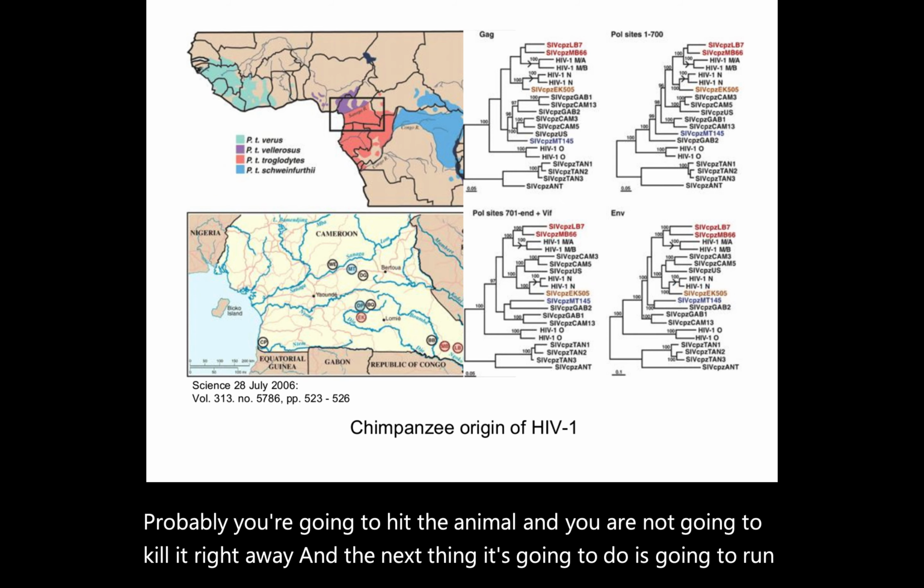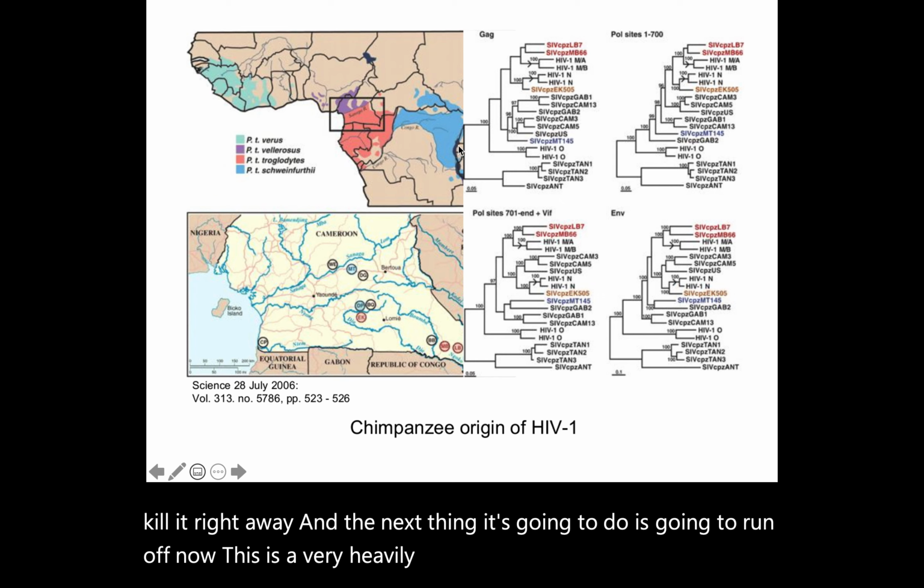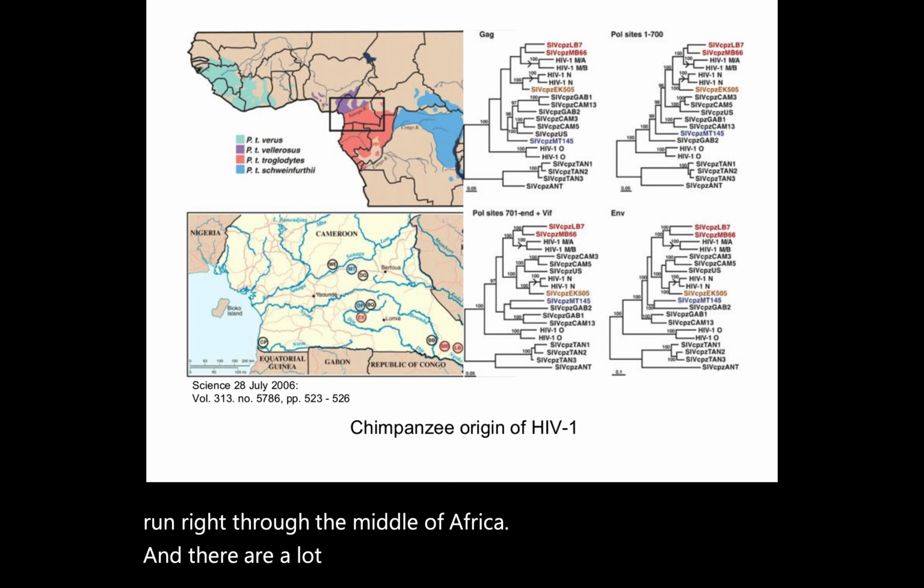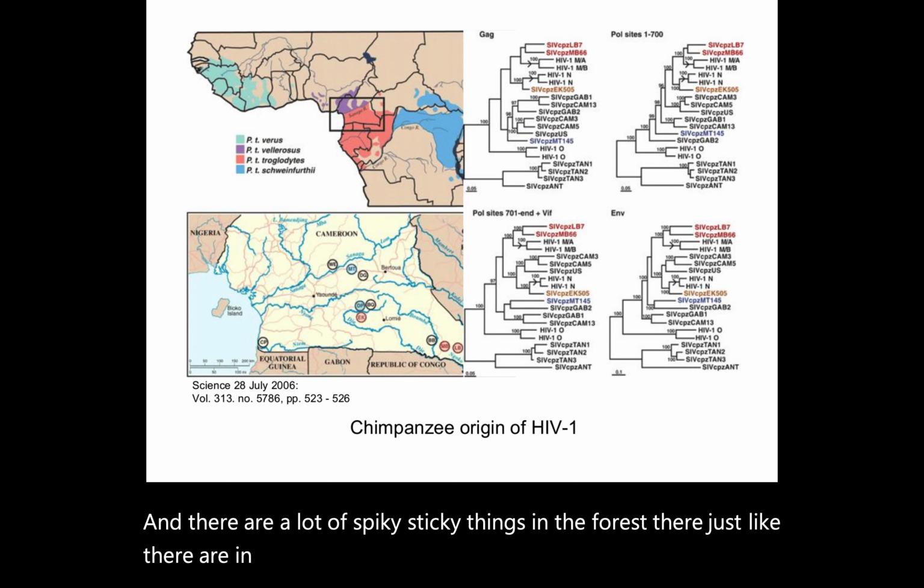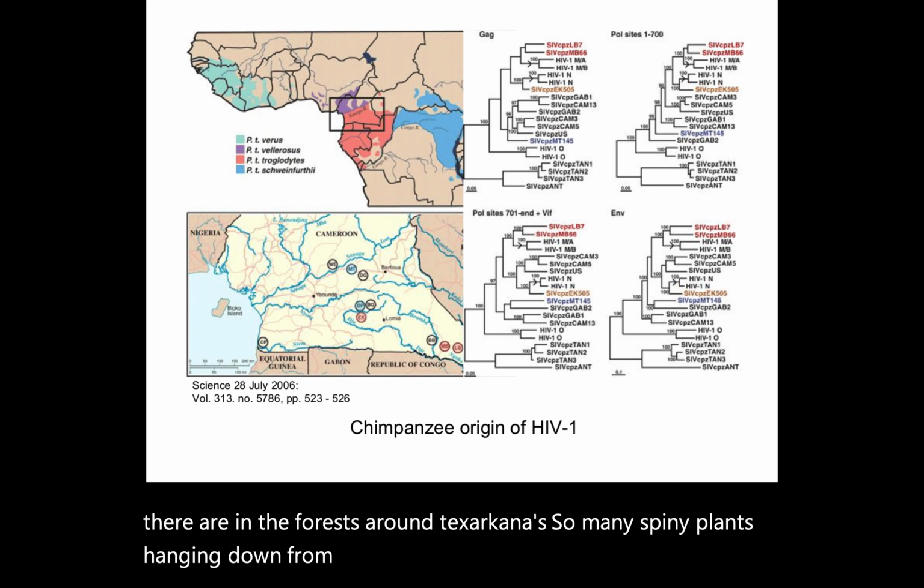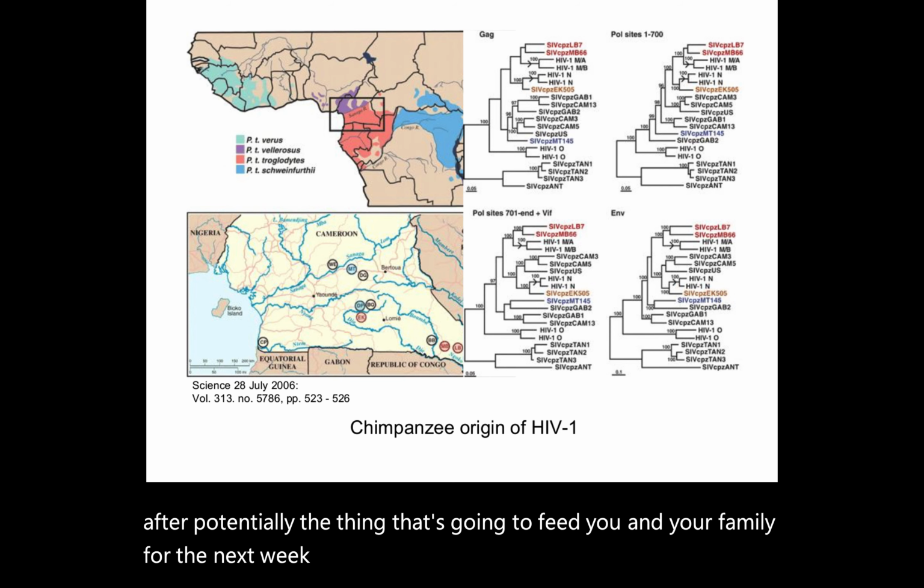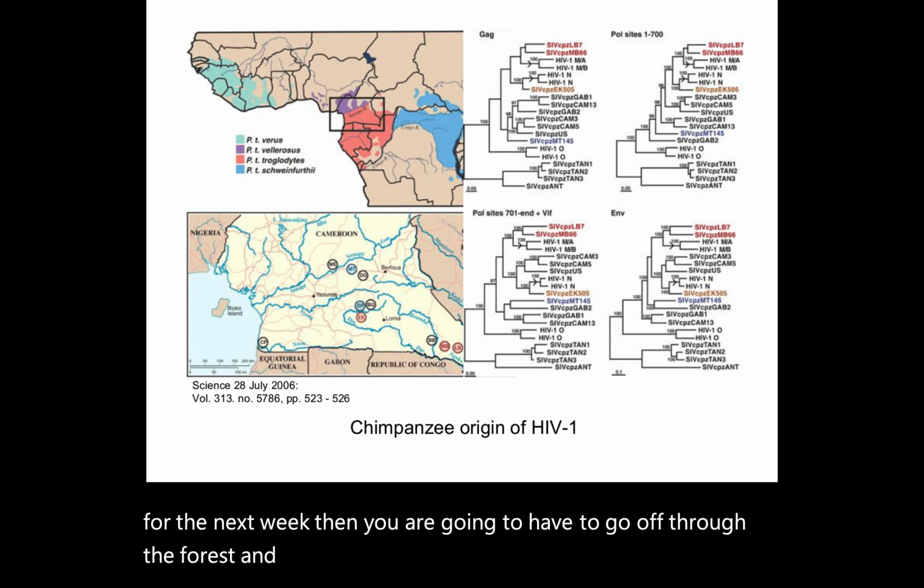Now, this is a very heavily forested part of Africa. There's a lot of forests that run right through the middle of Africa. And there are a lot of spiky, sticky things in the forest there, just like there are in the forests around Texarkana. So many spiny plants hanging down from trees and whatever. So if you're tearing off after potentially, you know, the thing that's going to feed you and your family for the next week, then you are going to have to go off through the forest, and you might end up with a couple little cuts and scrapes from chasing after these things.